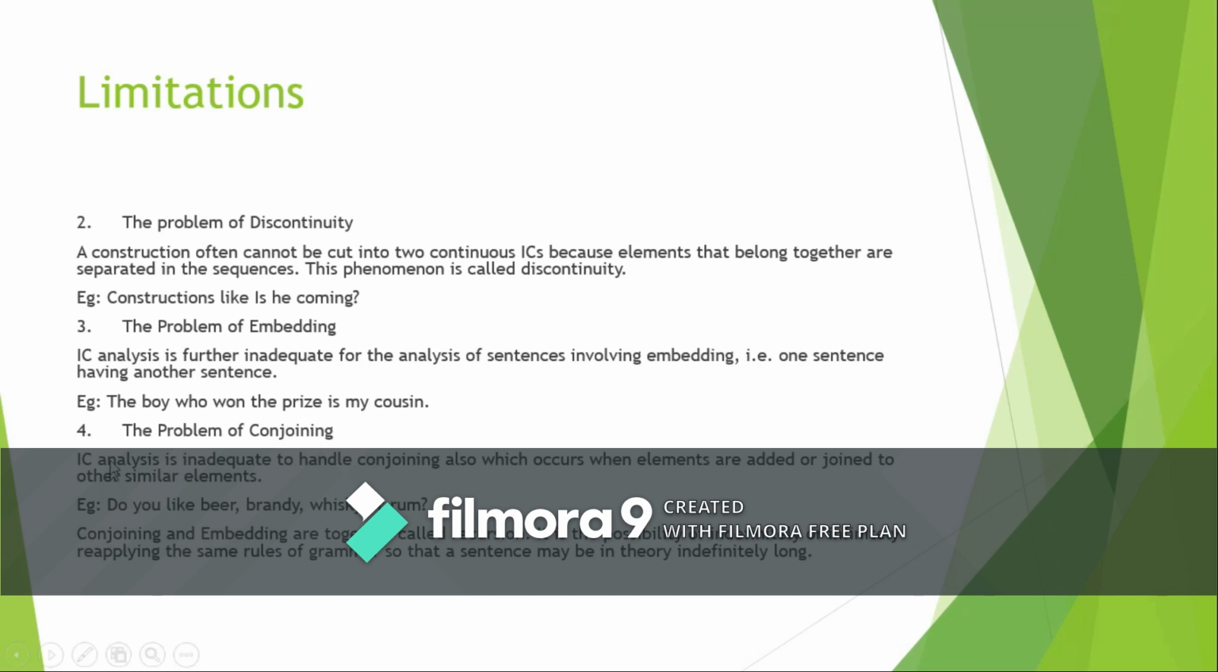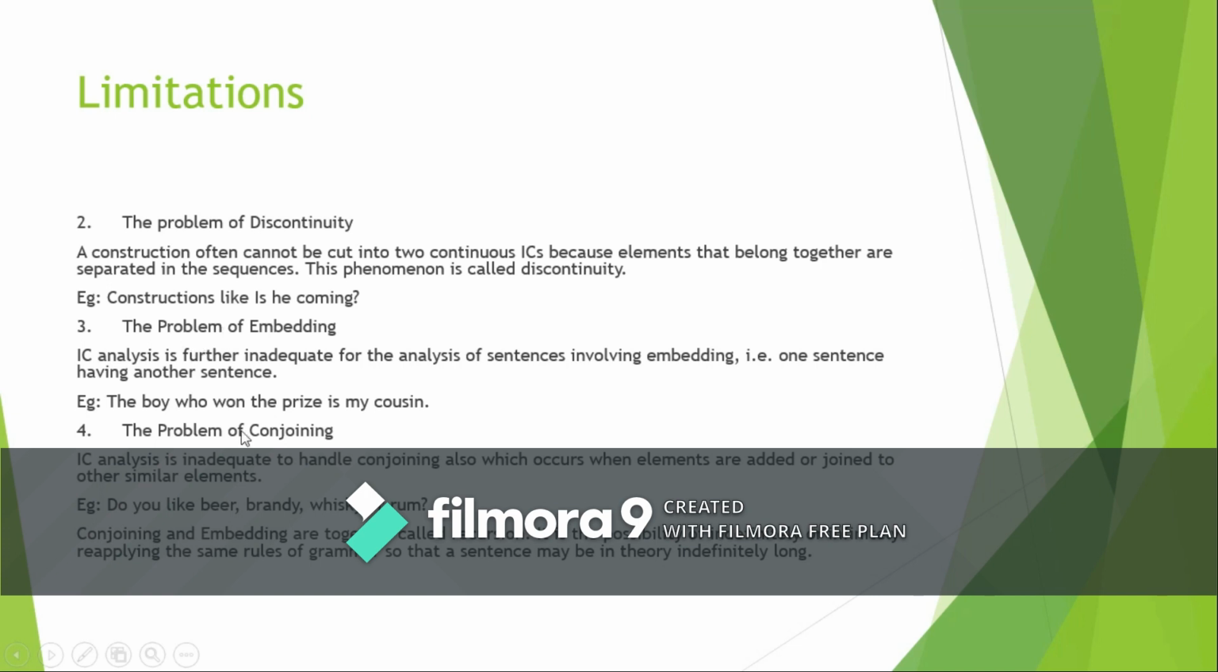And the fourth problem is the problem of conjoining. Conjoining means you can add elements to a sentence and make it as long as possible. For example, consider a list: do you like beer, brandy, whiskey, or rum? When we get this sentence, we don't know where to cut. Should we cut after beer and brandy? Should we cut after beer? Should we cut after whiskey? So we get utterly confused. So IC is inadequate to handle conjoining.